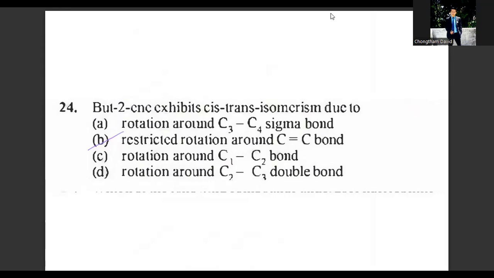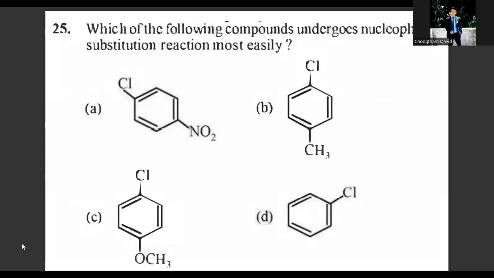Question 24. Butene exhibits cis-trans isomerism due to restricted rotation around the carbon-carbon double bond. Which of the following compounds undergoes nucleophilic substitution reaction most easily? You have to find the compounds that undergo SN reaction. So in SN reactions, a carbanion is formed as an intermediate. So any substituent in that particular case increases the stability of the carbanion and hence the transition state leading to its formation. It will enhance the SN reactions.